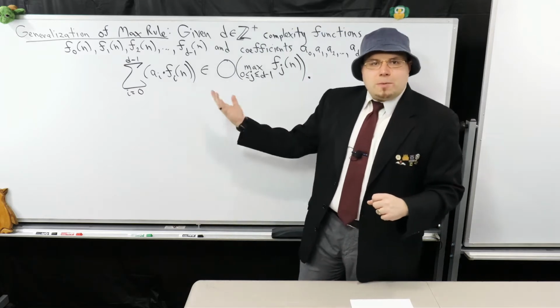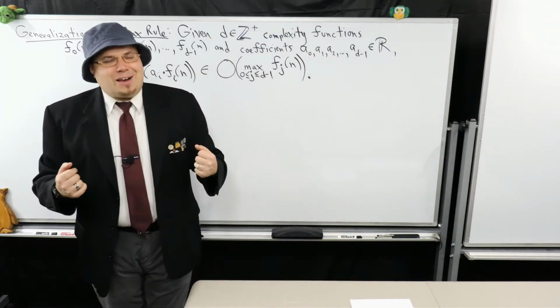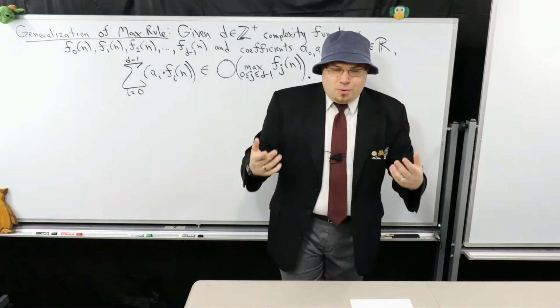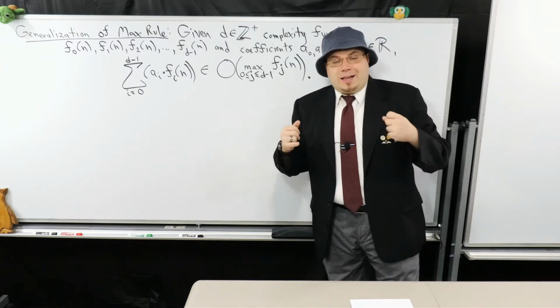So this is going to be another property of big O. And I'm going to call this the generalization of the max rule. And we actually have seen this so-called max rule before. I'll explain why in a moment. But I'm going to define it for you, and then we're going to prove the claim.